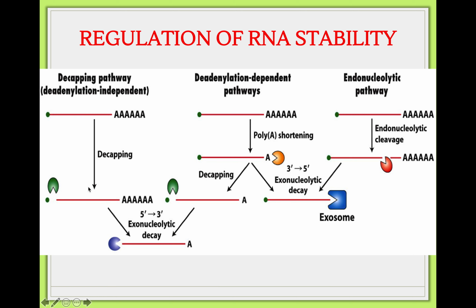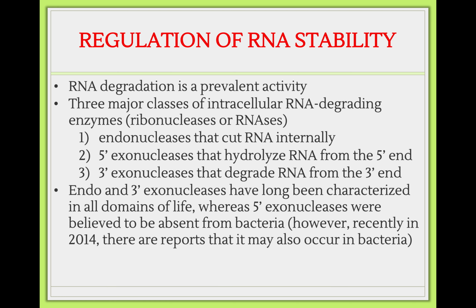So decapping would basically go into exonucleolytic decay. The same goes with deadenylation, or sometimes it will be decapping and goes to the exonucleolytic pathway, or sometimes during the poly A shortening it goes to exonucleolytic decay, which is done by the exosome. And this is actually the simplest pathway, endonucleolytic, because it will just cleave, decay, that's it. So RNA degradation is somehow a prevalent activity.